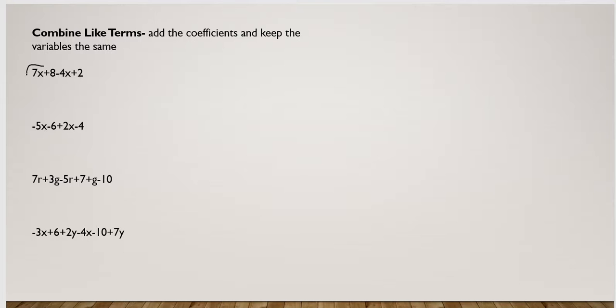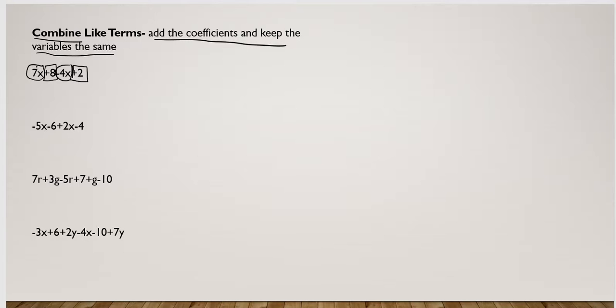So we have a 7x, a positive 8, a negative 4x, and a positive 2. Remember that if there is a subtraction sign in front of a number, that makes that number negative. When we combine like terms, we are always adding, and we add the coefficients and keep the variables the same.